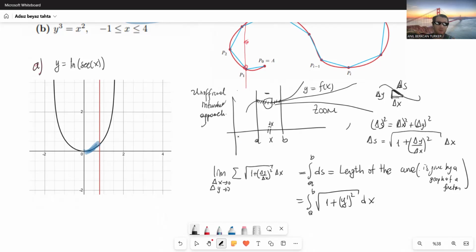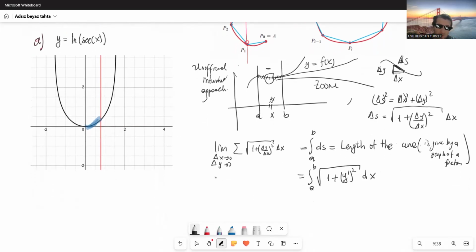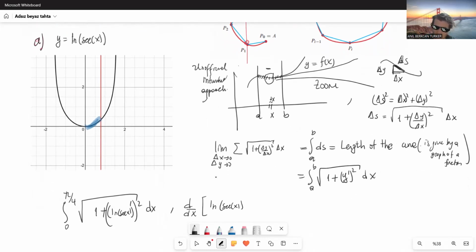Now, in this case, let us apply it. Our case is from 0 to pi over 4, the integral of the square root of 1 plus the derivative of ln secant x squared, dx. What is the derivative of ln secant x? Just recall the rules of ln. So what is the derivative of secant x?